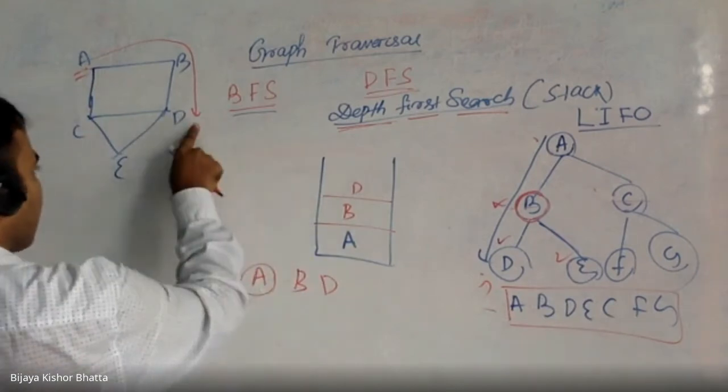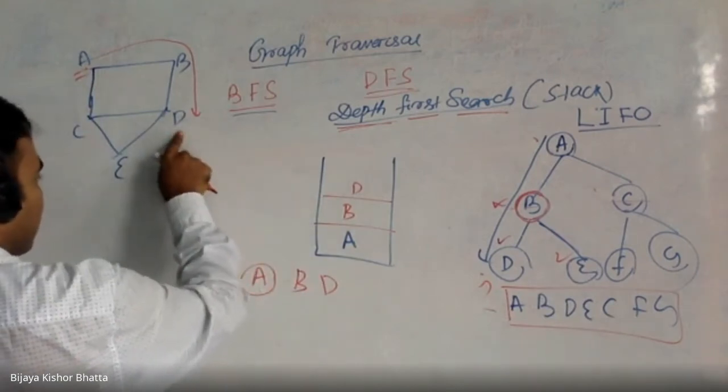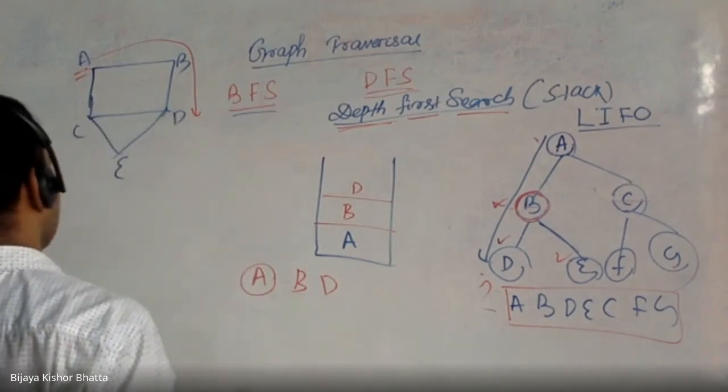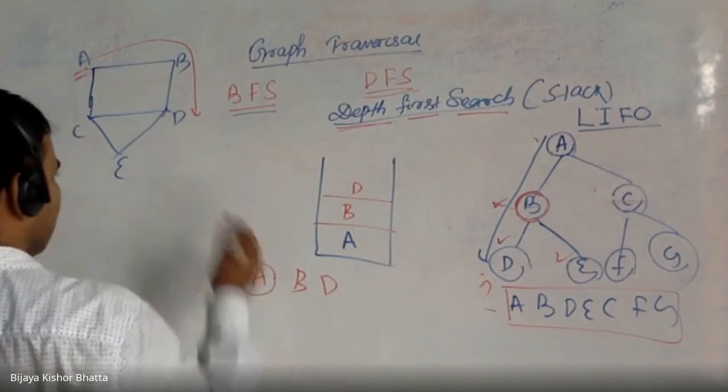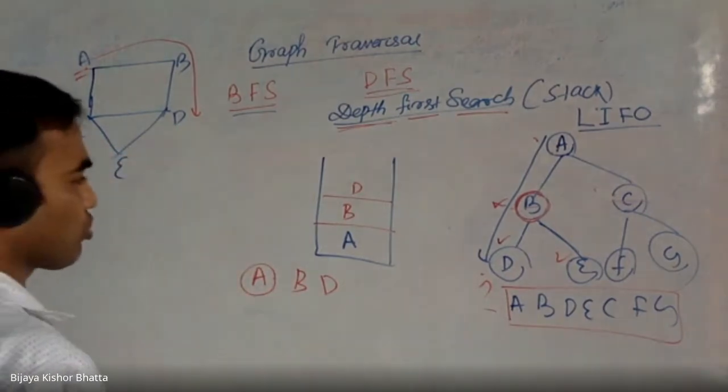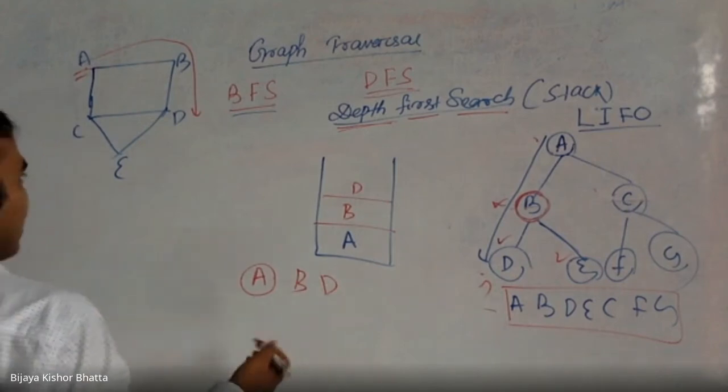So while D is processing, you will ask the same question to D. Hey D, do you have someone which is not yet processed and you want to process it now? Answer is yes, there are two persons, C and E. Which one should I choose? You can choose anyone, right? That is up to you.